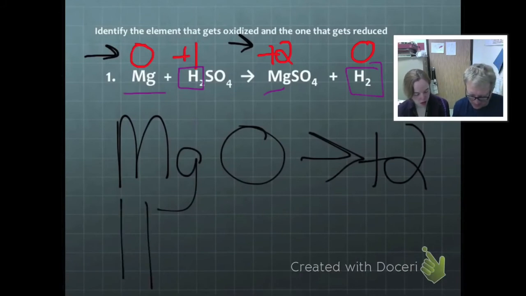So we've got hydrogen. And it started out at +1. So I put +1. And that's going to go, over here on the product side, to 0. So it went from +1 to 0.